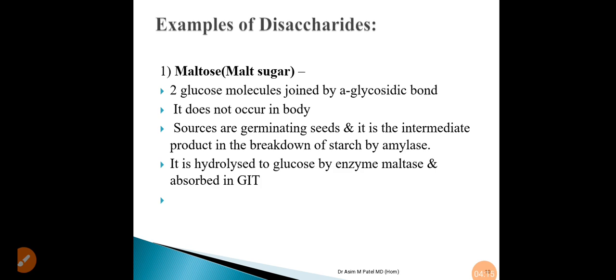The examples of disaccharides. The first example is maltose, also called malt sugar. In malt sugar, two molecules of glucose join together by a glycosidic bond. It does not occur in the body. The main sources of malt sugar are germinating seeds, and it is the intermediate product in the breakdown of starch by amylase. It is hydrolyzed to glucose by the enzyme maltase and absorbed in the gastrointestinal tract.